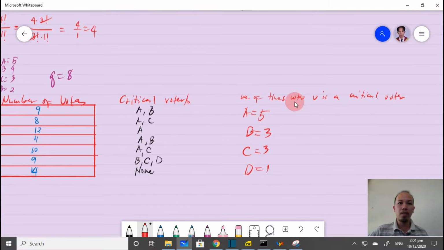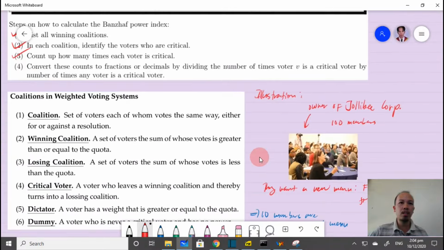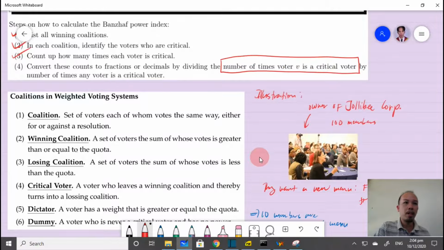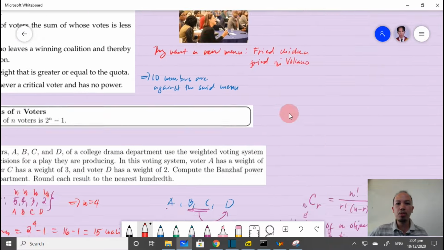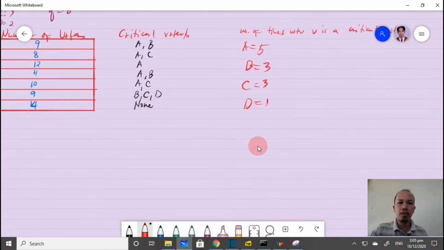Okay, so now we are ready to get the power index. Step 4. So this one here, number of times voter V is a critical voter. This can be found in the steps. Okay, number of times voter V is a critical voter, divided by the number of times any voter is a critical voter. So what is the value here? Number of times any voter is a critical voter. So all you have to do is to write it here.